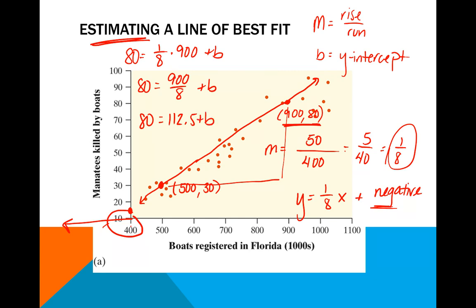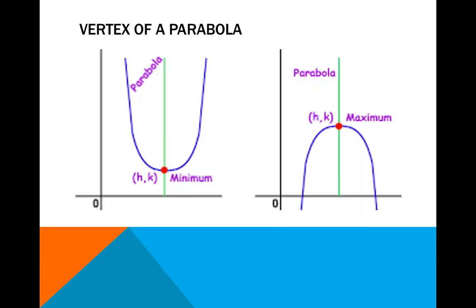So if I subtract 112.5 from 80, that gives me negative 32.5. So my equation would be y equals 1/8 x minus 32.5. So I'd be looking for something close to that equation. But again, finding an exact match to my estimate is not likely. But we should definitely have a positive slope. We should definitely have a negative y-intercept.